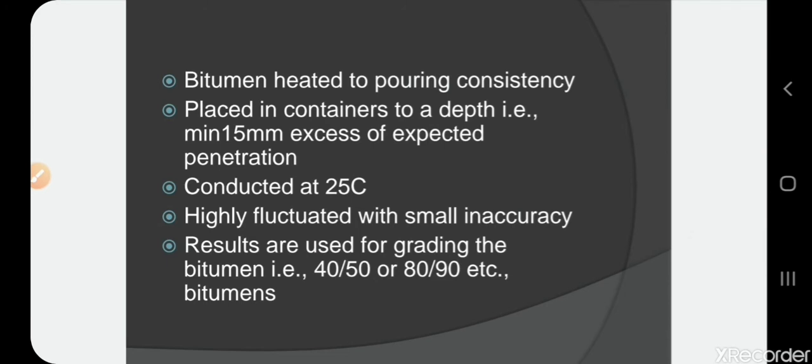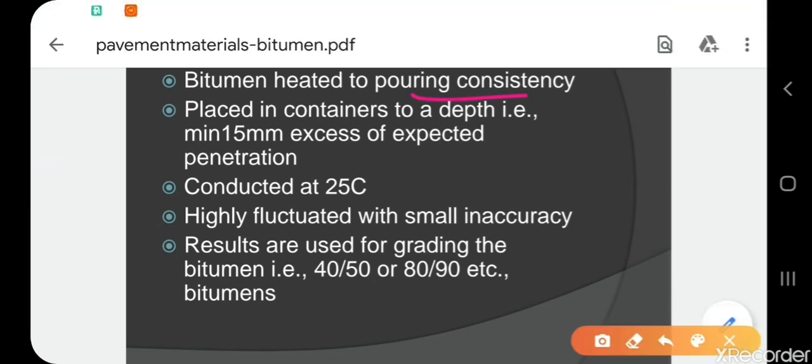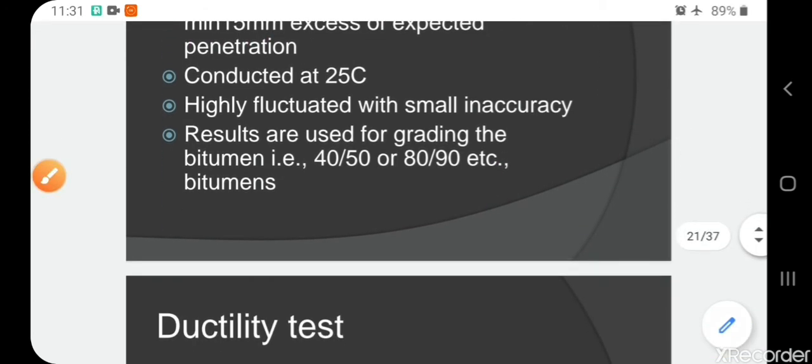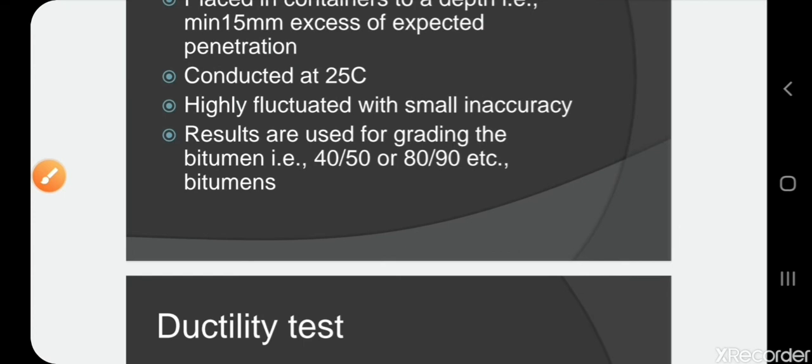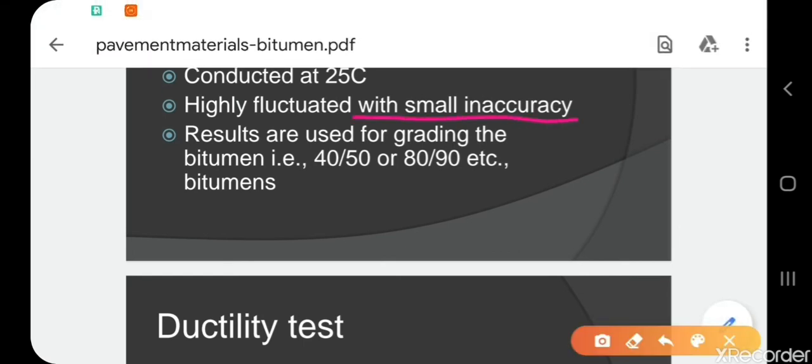Procedure. Bitumen is heated to a pouring consistency. Because at normal temperature bitumen is in a semi-solid state, to get fluidity it should be heated to a pouring consistency. It is placed in a container to a depth of at least 15 mm in excess of the expected penetration, and the test is conducted at a temperature of 25 degrees Celsius, highly controlled with only a small inaccuracy.